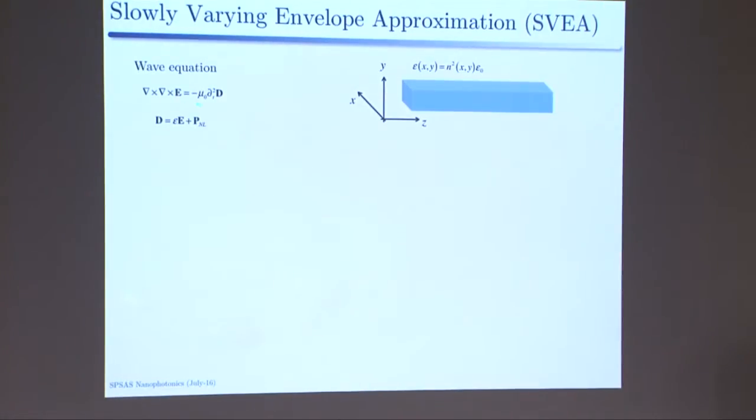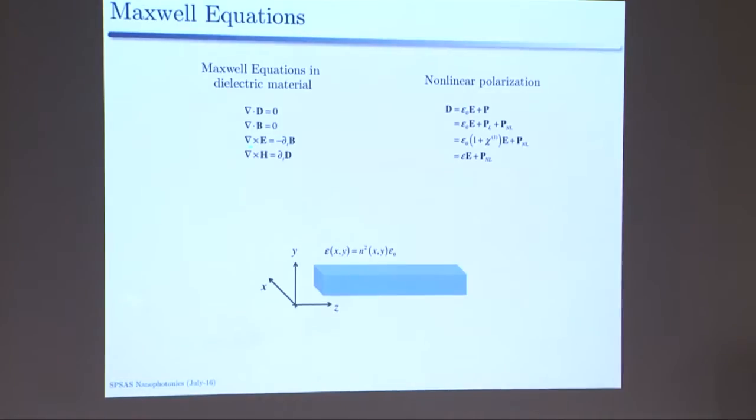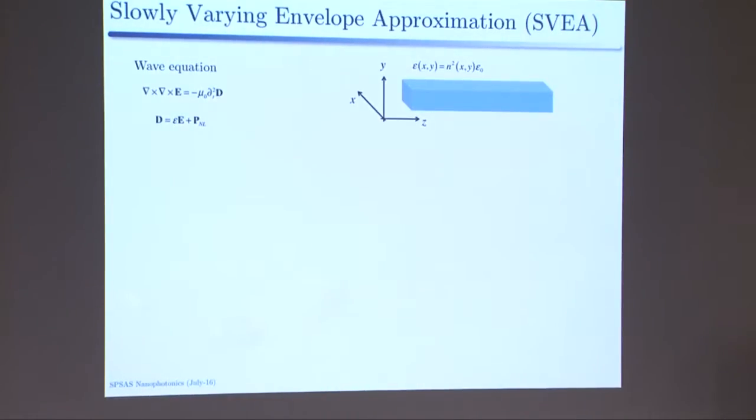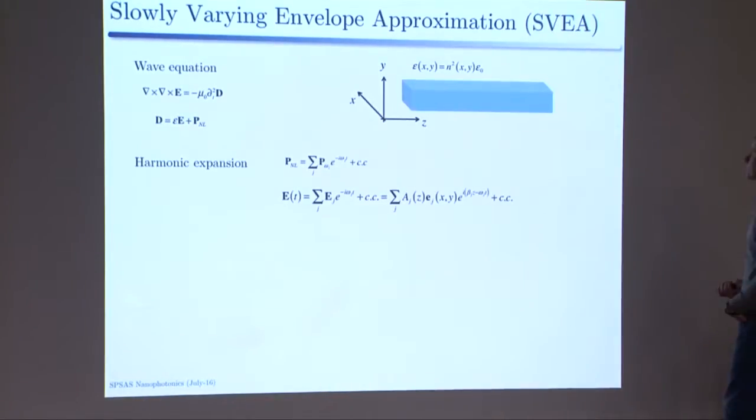So the wave equation is simple, right? We take the cross product of this equation, and then this is going to be cross of B. B is mu 0 times H, so this is going to be the second derivative of D. So that's what we got here. That's the basic wave equation. But the problem now is that D has the nonlinear contribution as well. The way we solve this is now slightly different, and the method we're going to use is the slowly varying envelope approximation, SVEA.